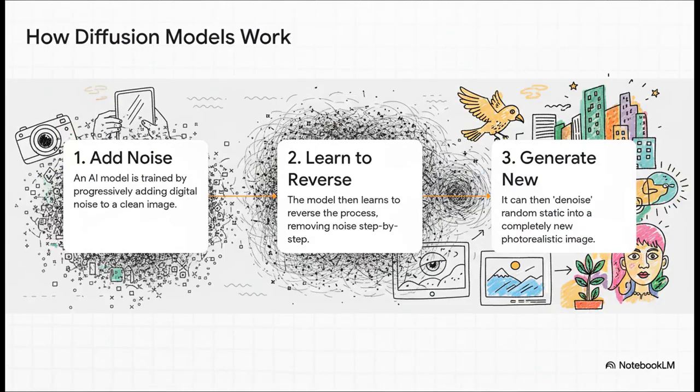So how on earth does this work? It almost sounds like magic. Well, one of the main techniques is called a diffusion model. Here's the simplest way to think about it. First, you show an AI a picture, let's say a car, and you teach it to slowly add digital noise or static until the car completely disappears. It learns every single step of that process. Then you teach it how to do that entire process in reverse, how to take pure static and, step by step, remove the noise until the perfect car reappears.